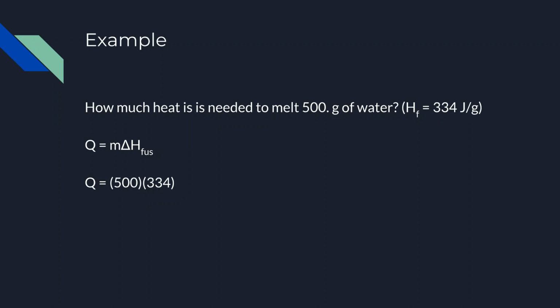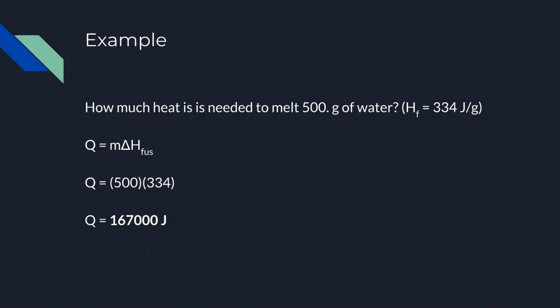we use the equation Q equals m, where m is the mass in grams, and the mass of the water is 500 grams, and that is times the delta H of the heat of fusion, which is 334 joules per gram. So when you multiply this together, we get our Q to equal 167,000 joules. So that 167,000 joules is the amount of heat required to melt the 500 grams of ice into 500 grams of water.